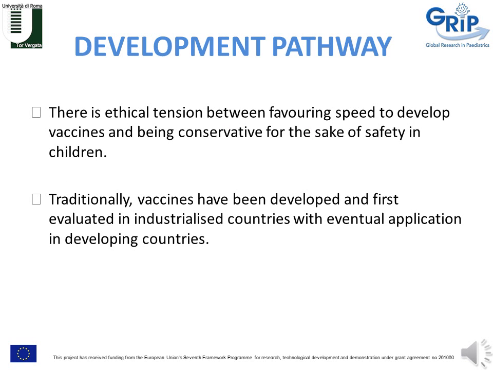Development pathway. There is ethical tension between favoring the speed to develop a vaccine and being conservative for the sake of the safety of children. So traditionally, vaccines have been developed and first evaluated in industrialized countries with eventual application in developing countries.